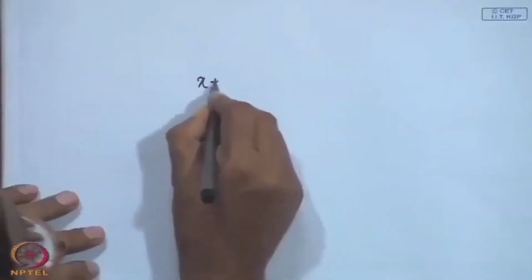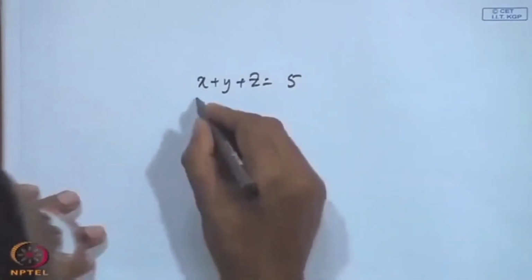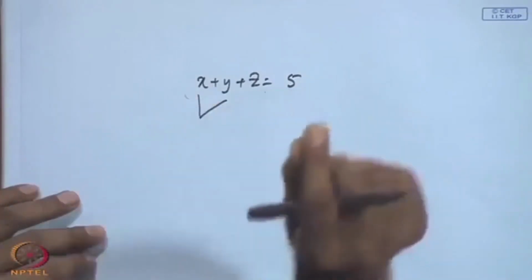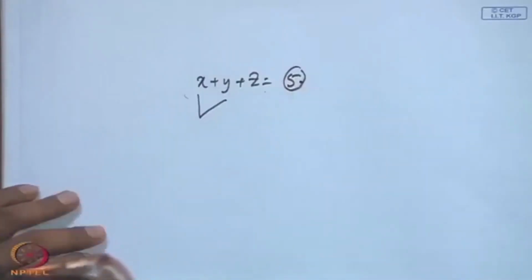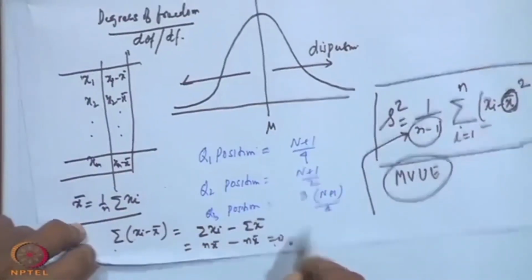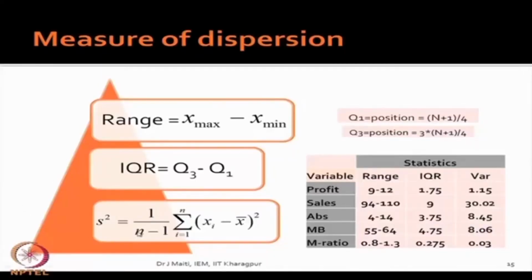Another very simple way: suppose I have given you one equation, x plus y plus z equal to 5, what is the degree of freedom here? You see that if you change x and y, z cannot be changed further, it is fixed. Even though three values are there, you have 2 degrees of freedom, because the sum is fixed as 5. In this case also the same thing is happening, the sum of all those will be 0. So how many data points do you have in the s square calculation? n minus 1. That is another explanation of why n minus 1 is divided while computing this.